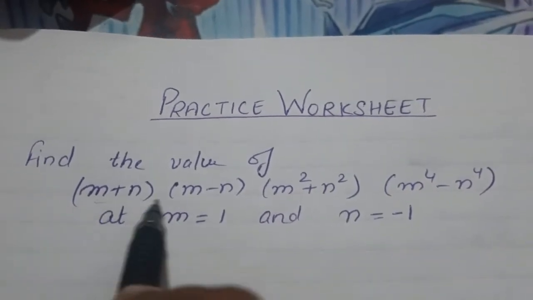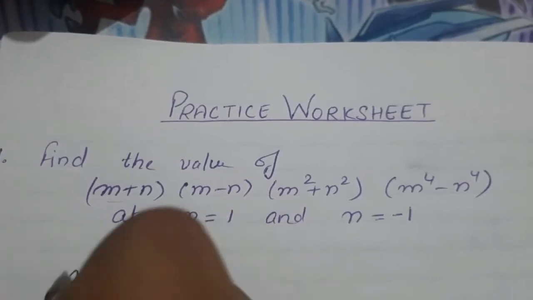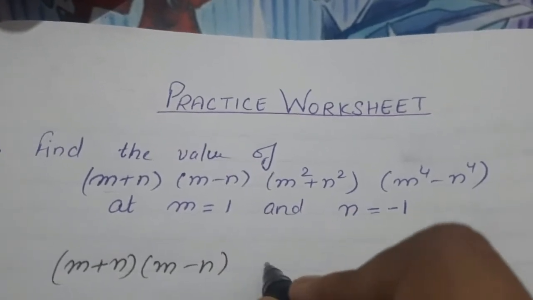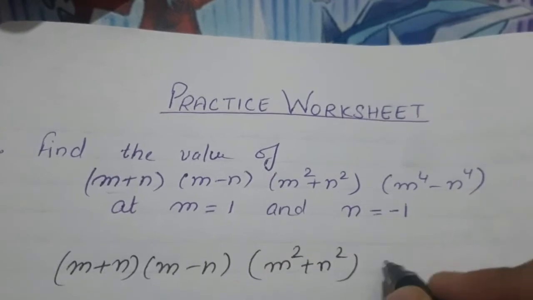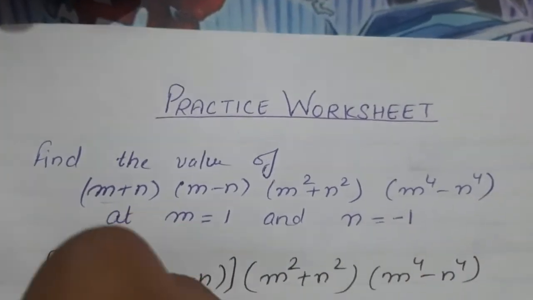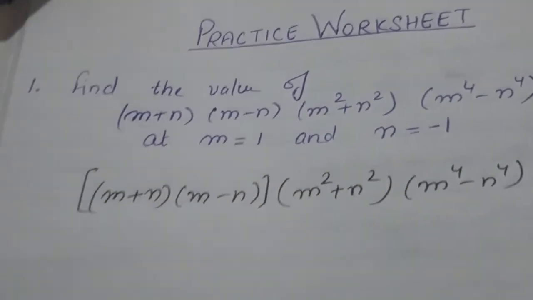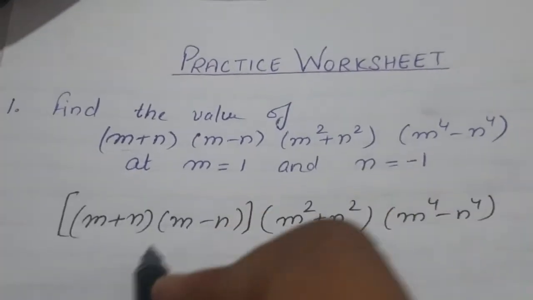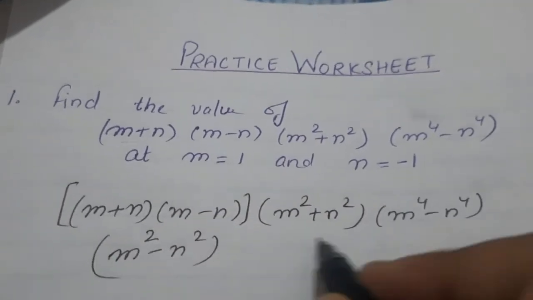Let us combine first two terms first. So here when we will combine m plus n with m minus n, let us write down the rest of the terms as it is. First combine these two terms. So what we will get? Here we can use the identity a plus b into a minus b. So here it will become m square minus n square.